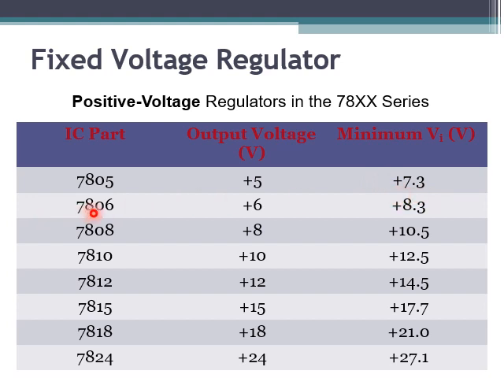Okay, 7806. This 06 represents the output voltage. 7808 represents plus 8. 7812 represents plus 12 volt. Right? So 78 is the series, and the next two numbers represent the output voltage. Clear?